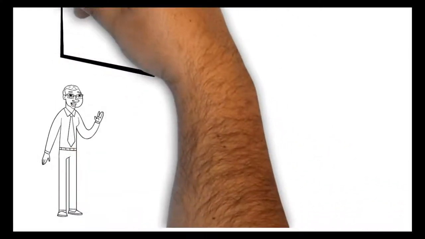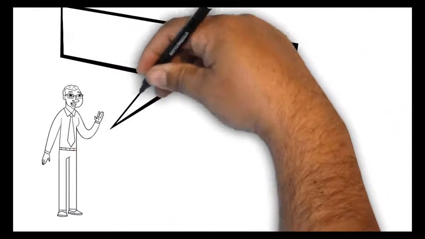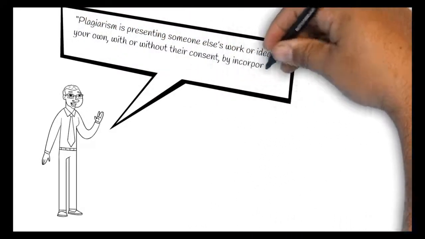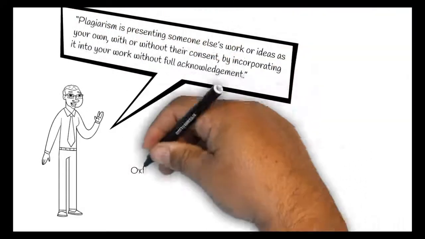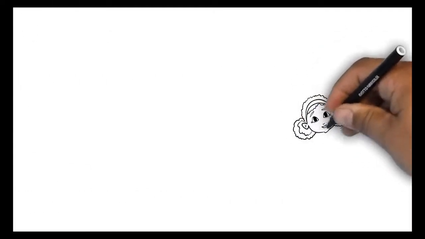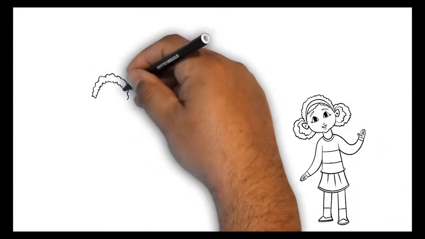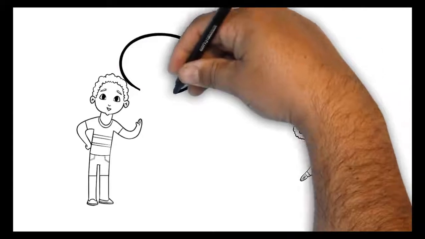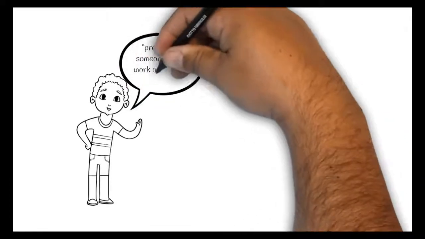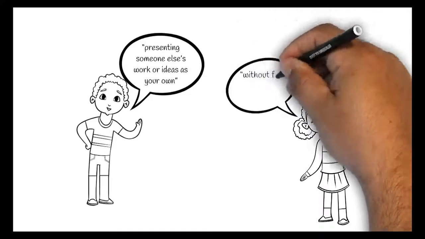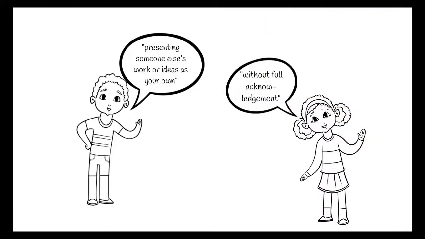Plagiarism is presenting someone else's work or ideas as your own, with or without their consent, by incorporating it into your work without full acknowledgement. And these words are not my own, so let's reference the source. Mostly I'll focus on two aspects of this definition in the example below. Presenting someone else's work or ideas as your own, and without full acknowledgement. The majority of examples will focus on using the words of others in your own work.